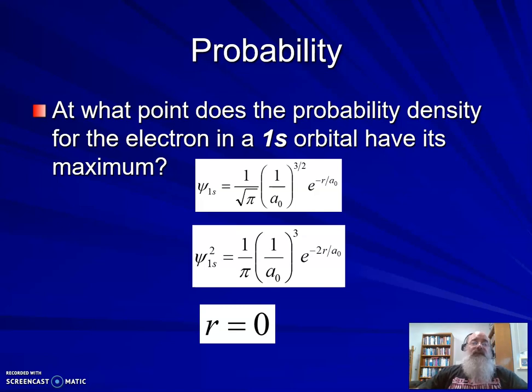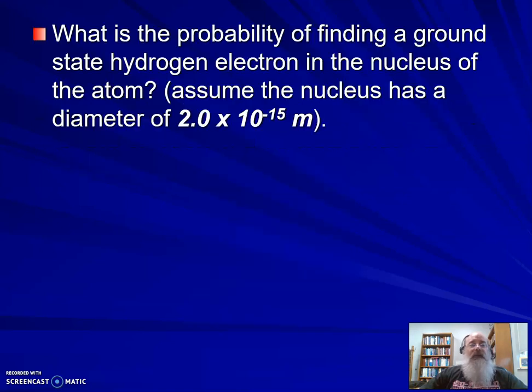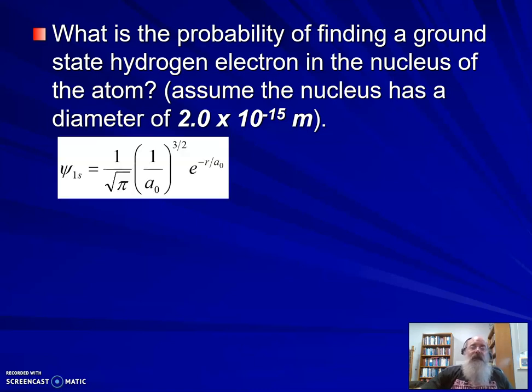Just to show that this isn't the best way to think about this, let's figure out what the probability is of finding the electron in the nucleus. So that's the next example problem that we'll work. What is the probability of finding a 1s hydrogen electron in the nucleus of an atom? And the nucleus has a diameter that's about 2 times 10 to the minus 15. That's about the width of a proton. And so we have our wave function.